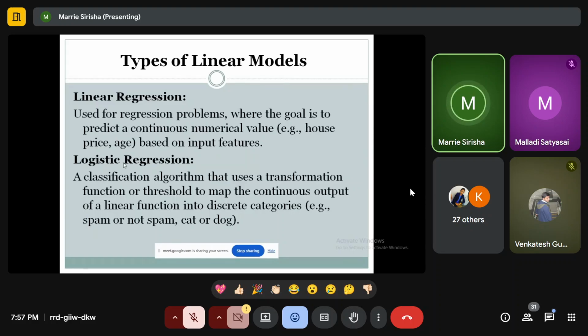Okay, so if you take the example of spam or not spam, dog or cat, this is not a continuous numerical value. It is just a classification. We are classifying whether it is spam or not spam, or cat or dog, or male or female, yes or no, or binary numbers 0 and 1. In such classifications we use logistic regression. Clear?